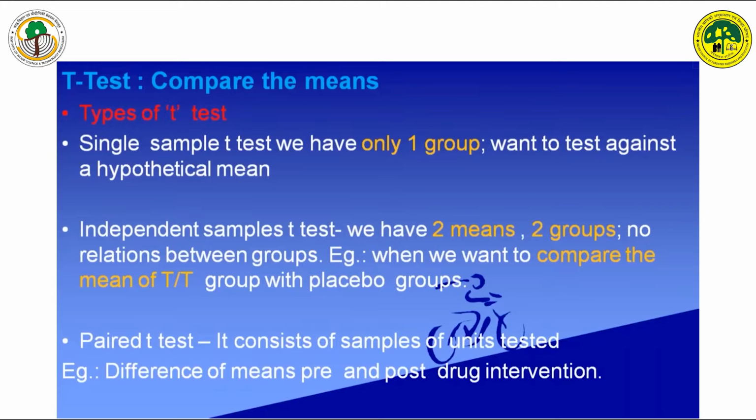or else the independent sample t-test, where we have two means and two groups with no relation between the groups. For example, when you want to compare the mean of the treatment group with the placebo group, such a kind of comparison of means can be addressed.